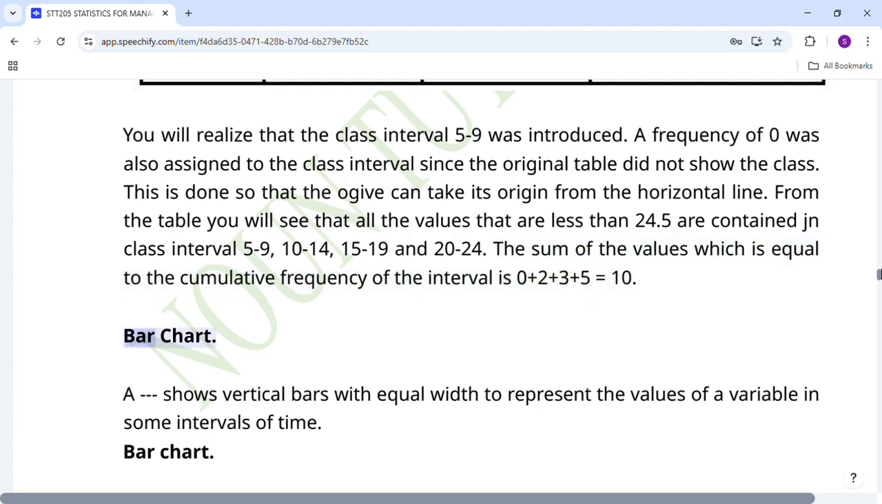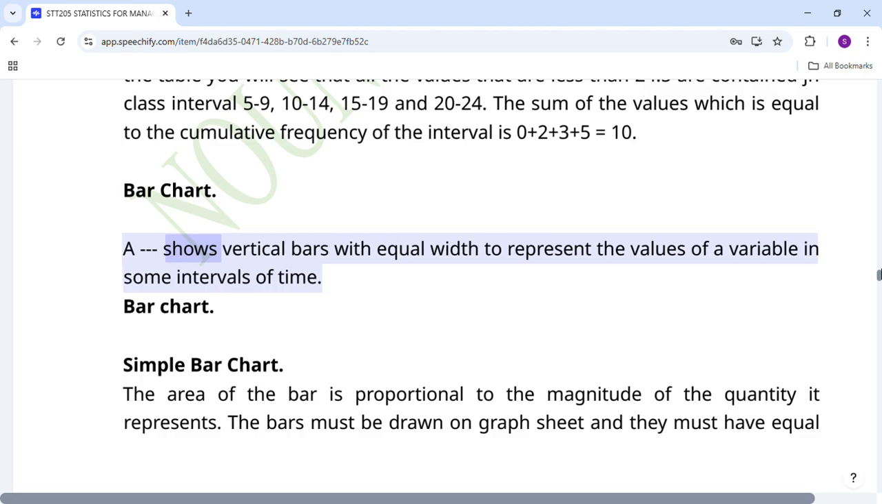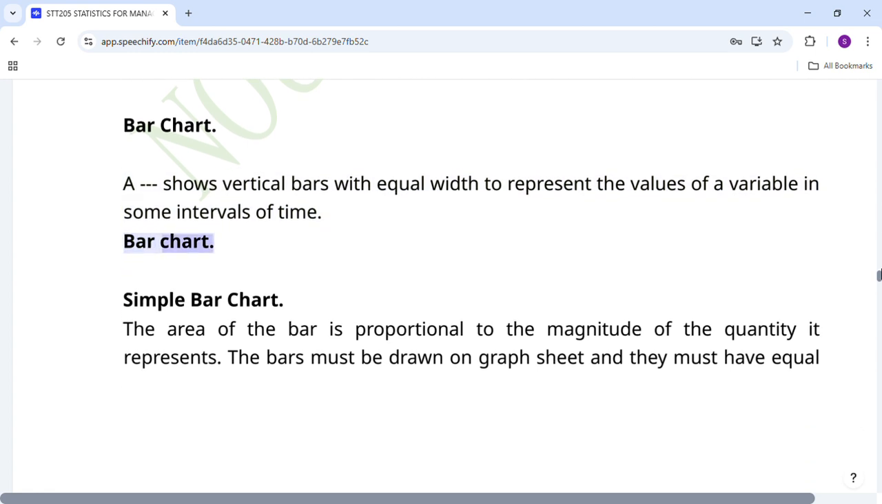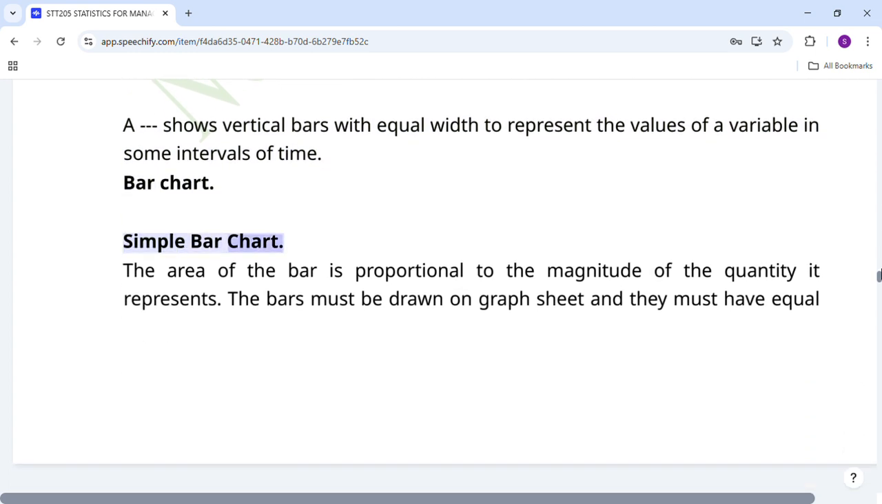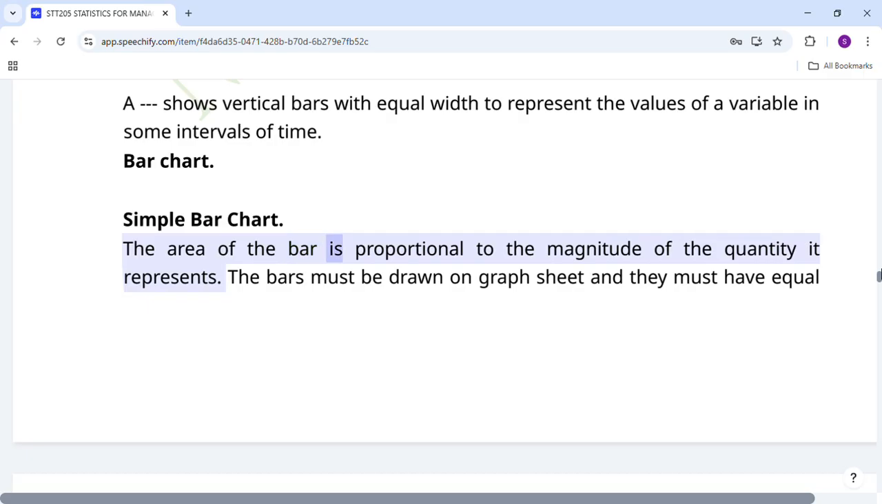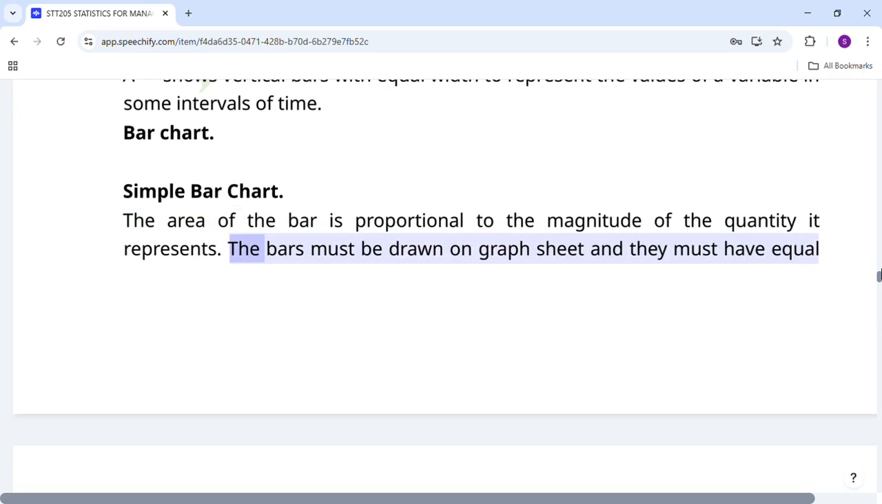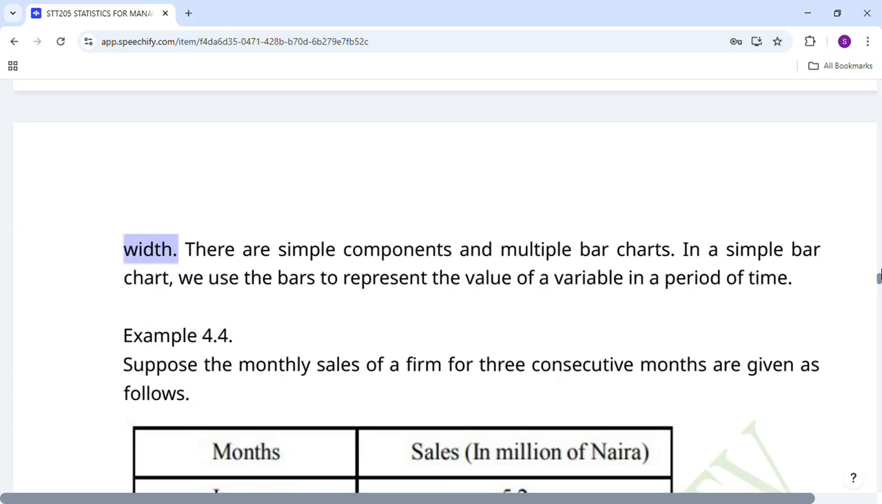Bar chart. A bar chart shows vertical bars with equal width to represent the values of a variable in some intervals of time. Simple bar chart. The area of the bar is proportional to the magnitude of the quantity it represents. The bars must be drawn on graph sheet and they must have equal width. There are simple, component and multiple bar charts.